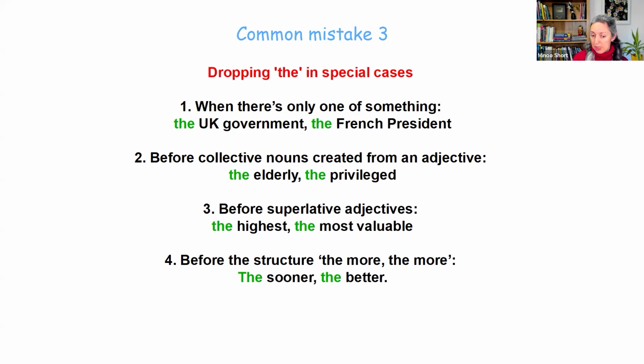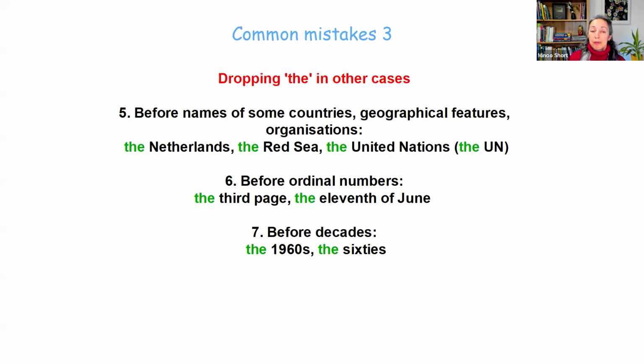Before the specific structure in English, which is the more, the more. For example, the sooner, the better. Case number 5, before names of some countries, some geographical features, and some organizations, not all, but occasionally. For example, the Netherlands, the Red Sea, the United Nations, or even if you abbreviate the name, the UN. Case 6, before ordinal numbers, so the 3rd page, the 11th of June. And finally, before decades, the 1960s, the 60s.